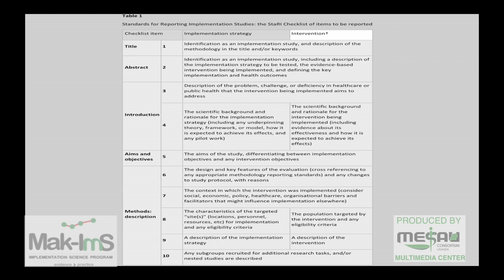So, they have 27 items that they want you to report on. And the first 10 actually point to your implementation strategy and your intervention. Just showing you how important those two aspects are.